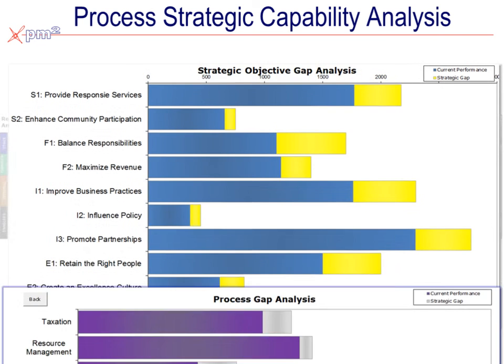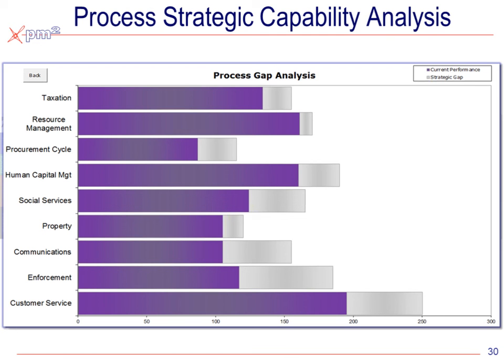Now, we can take this a step further and take a look at it by process to see which processes need more support. And again, here, we're more likely to invest resources in supporting enforcement based on the larger gap than, for example, property.